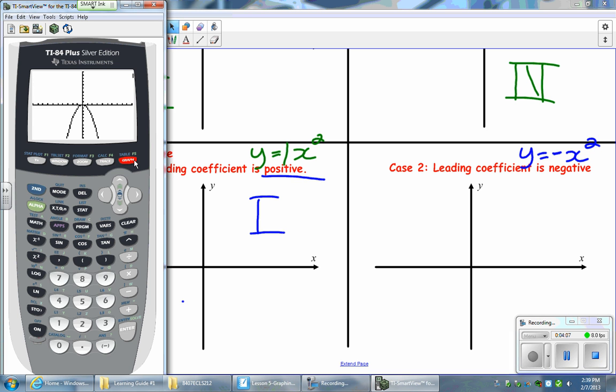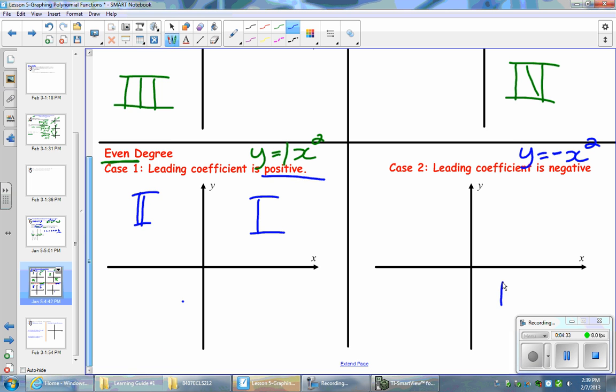This graph has been flipped. As x increases, the graph decreases in quadrant 4. And again, when x is decreasing, this graph is decreasing as well, so it ends in quadrant 3. That's the end behavior when your leading coefficient is negative this time. To summarize it in my lesson here, end behavior is in quadrants 4 and 3.